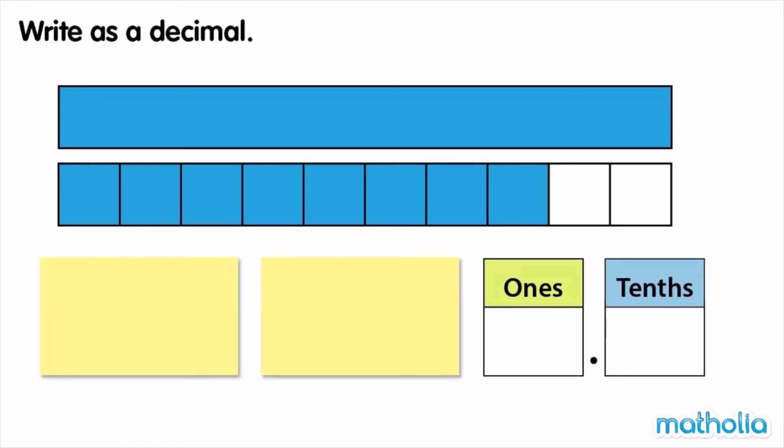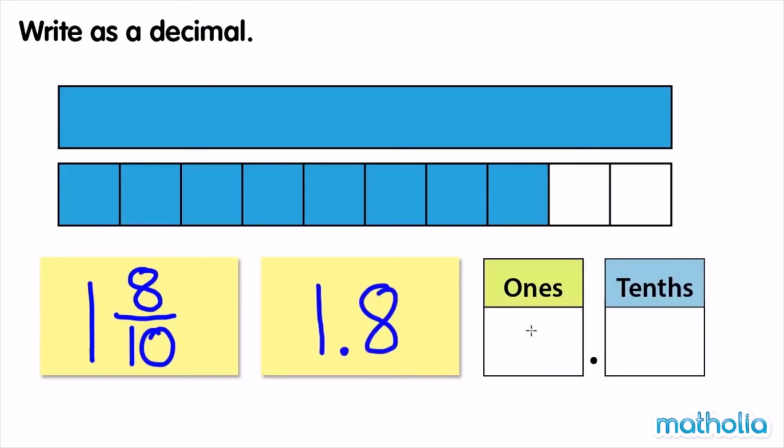Write as a decimal. Here we have 1 whole and 8/10. 1 and 8/10 are coloured. We can write this as the decimal 1.8. 1.8 has 1 one and 8/10.